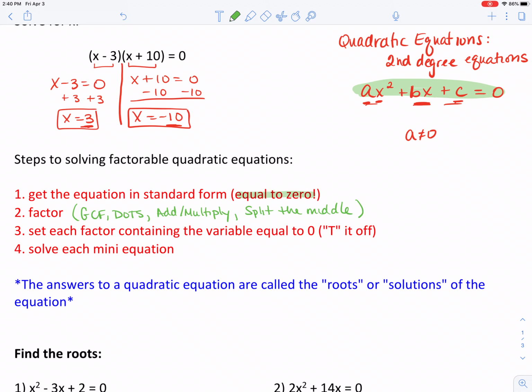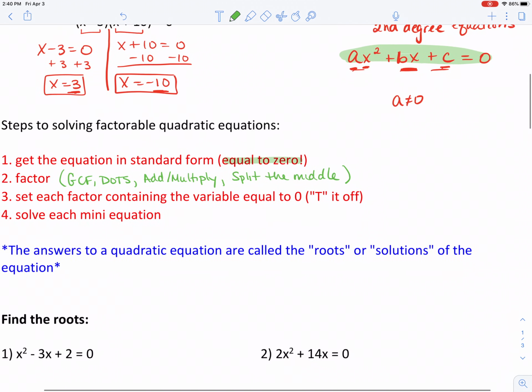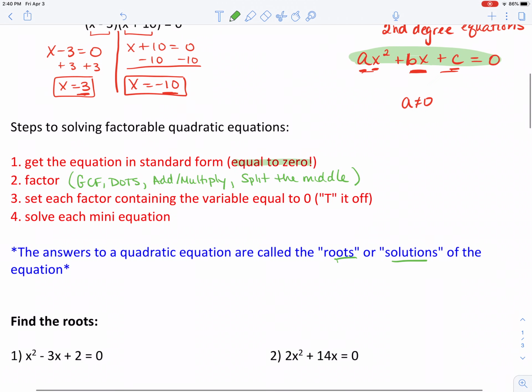Set each factor containing the variable to be equal to 0. So if the factor has no variable, it's just a constant, you kind of ignore it for this step. Solve each mini equation. The answers to a quadratic equation could be called either the roots, solutions, or zeros of the equation. Okay, so if they ask you to find the roots or the solutions to a quadratic equation, you're going to follow those steps.